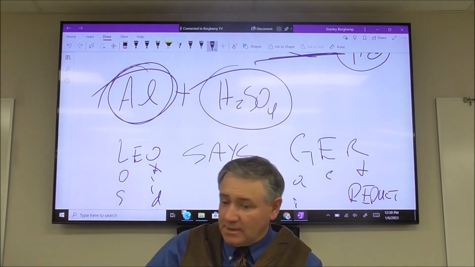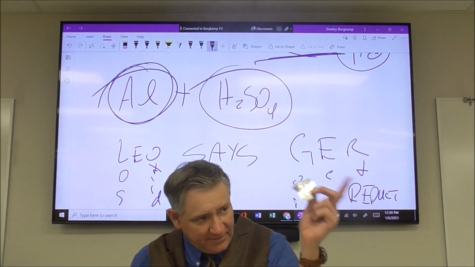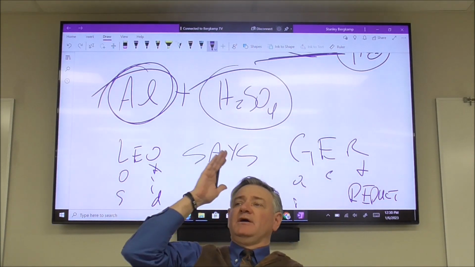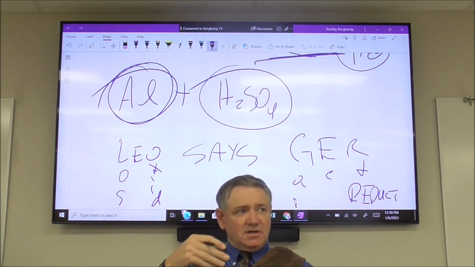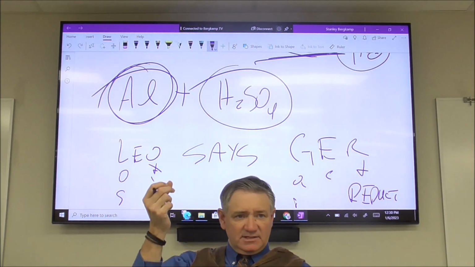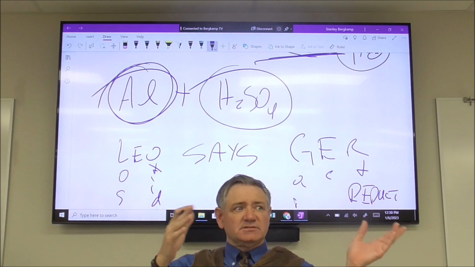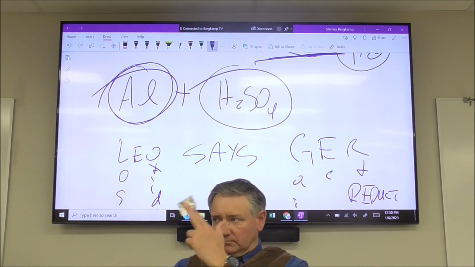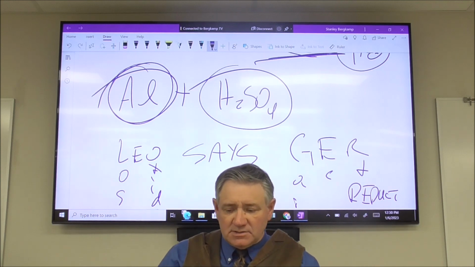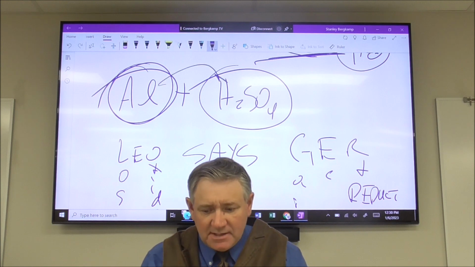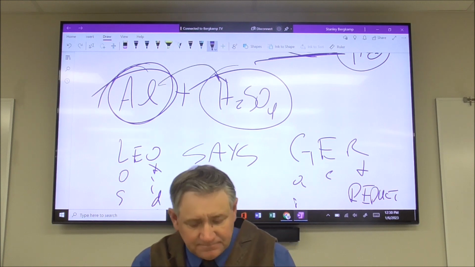It's a neutral atom. It's a chunk of aluminum like this, okay? So when you have the elemental form of a substance, the oxidation state is 0. It hasn't lost electrons, it hasn't gained electrons. Just aluminum, that's it. So what's going to happen is that I'm going to drop that into the sulfuric acid.